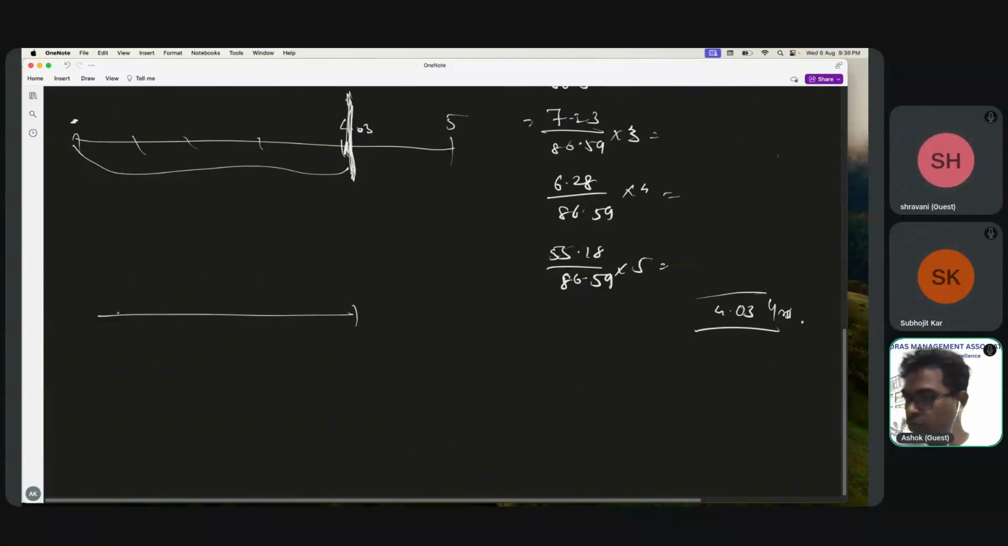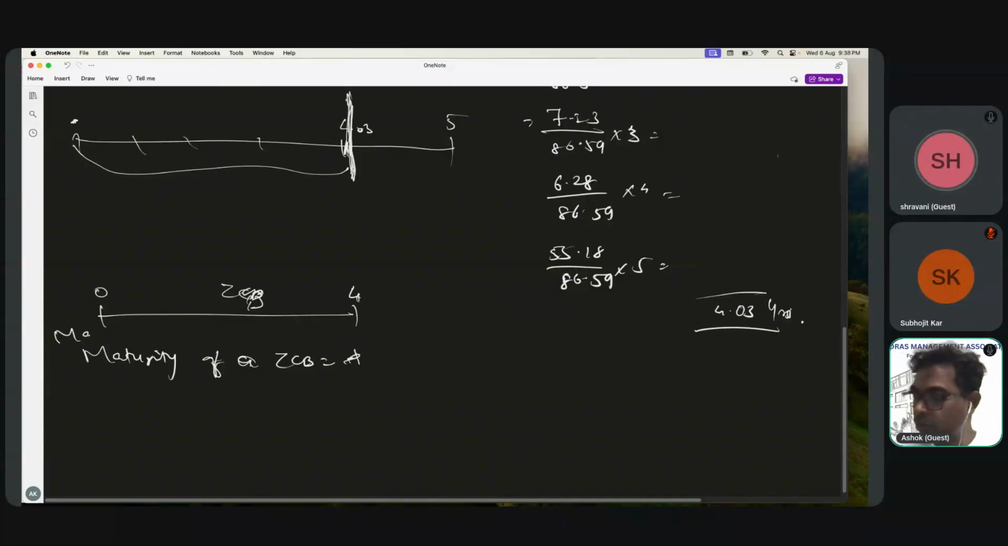Imagine a zero coupon bond. Acha, tell me, if this is a 4 year zero coupon bond, okay, if interest rate changes by 1%, then what will happen to this bond? This bond will change by 4%. Why? Because the Macaulay duration of a zero coupon bond is equal to its maturity.